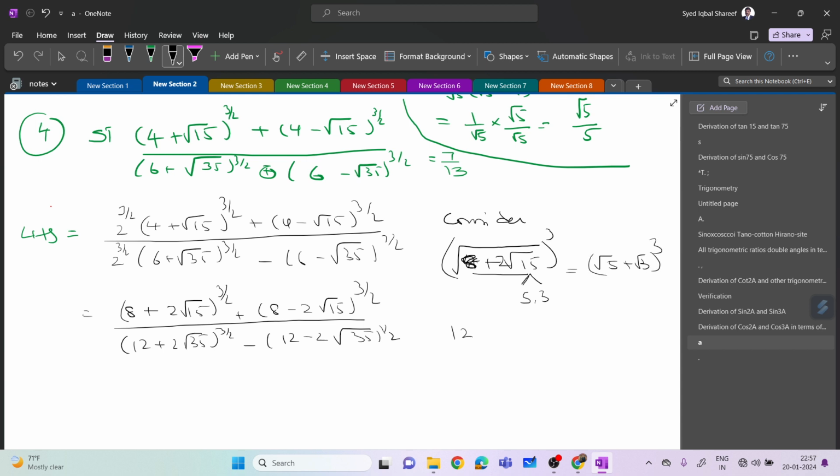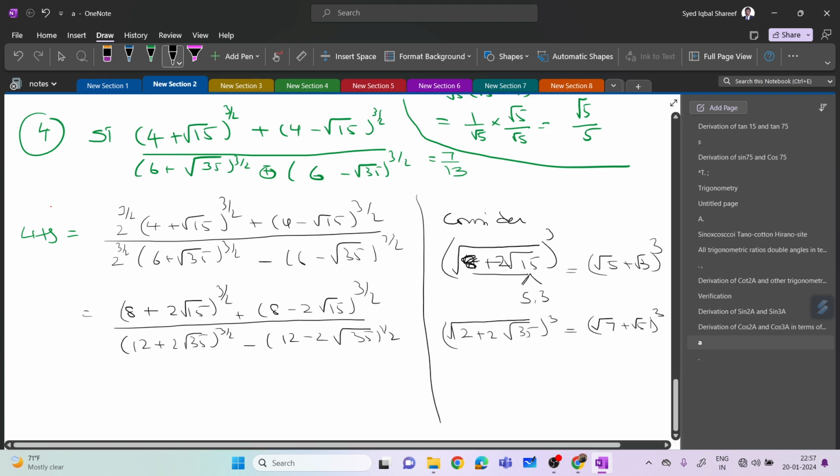And this is 12 plus 2 root 35, the square root whole cube. So this also, what is that? 7 times 5 is 35. So root 7 first plus root 5 whole cube.